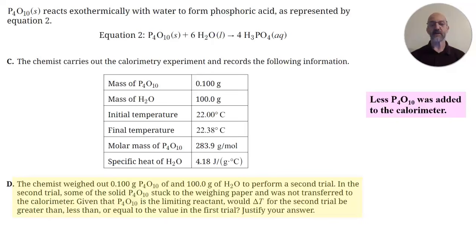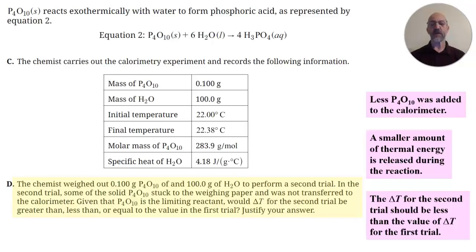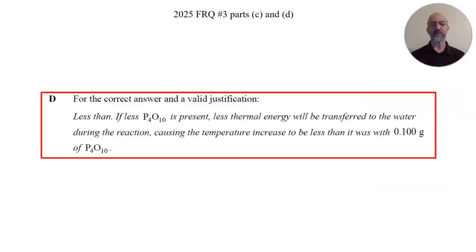Justify your answer. So less solid P4O10 was added to the calorimeter. A smaller amount of thermal energy is released during the reaction. So therefore, the delta T for the second trial should be less than the value of delta T for the first trial. Let me go ahead and show you the official scoring guidelines answer for this part.